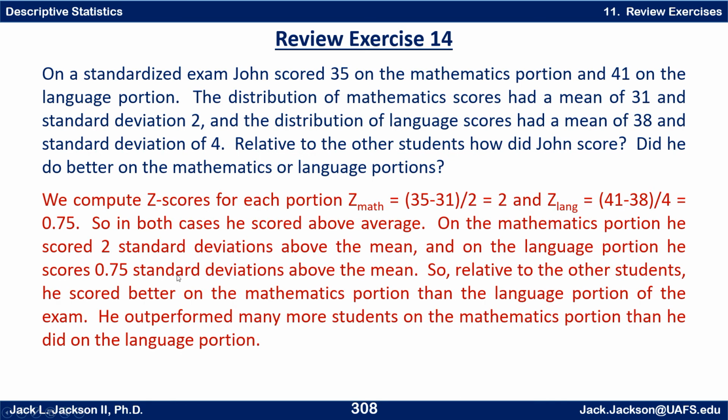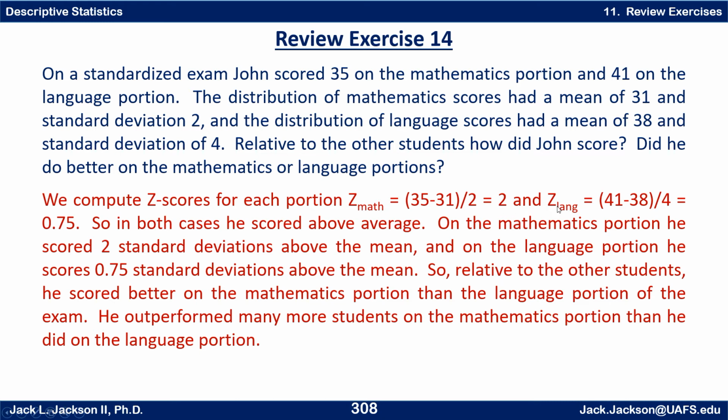Well, to do this and make this comparison, since we're using different scales on these things, and to do it in comparison to other students, we need to look at z-scores, which is a measure of relative standing. So what we're going to do is compute the z-score for each. So let's do z-score for math. It's his score on math minus the mean on math divided by the standard deviation of math. So let's see, his score was 35 and the mean was 31. So he scored 4 points above the mean, but the standard deviation was 2, so divide by 2, and that gives us a 2 for the z-score. So he scored 2 standard deviations above the mean for math. So he's comfortably above average.